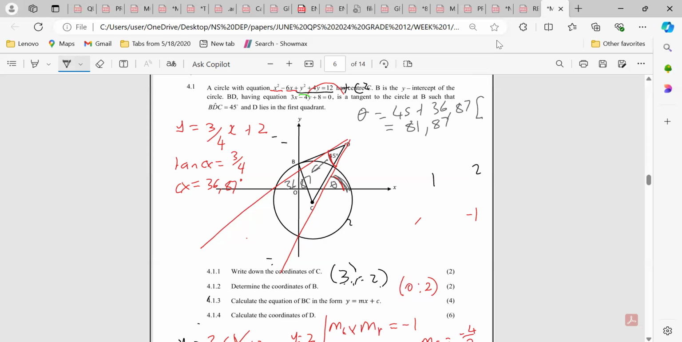Now look at this then. The tan of theta is going to be given by M of DC, the gradient of line DC. Since I have theta, the tan of 81.87 is going to be equal to M of DC.